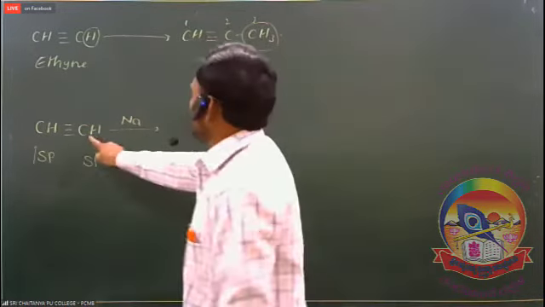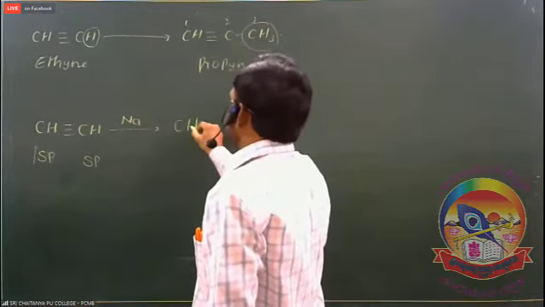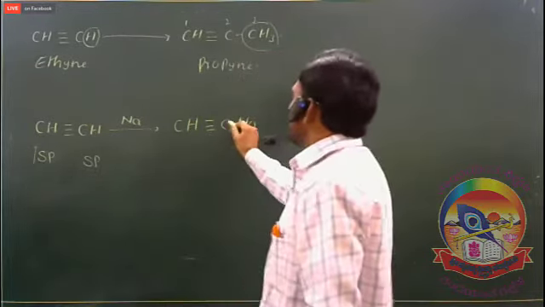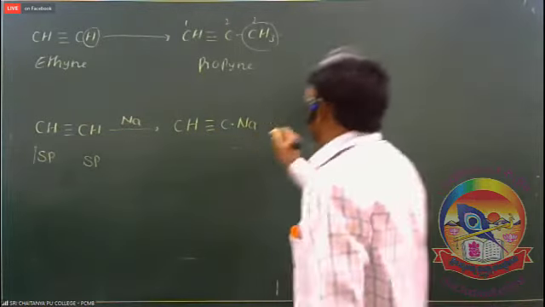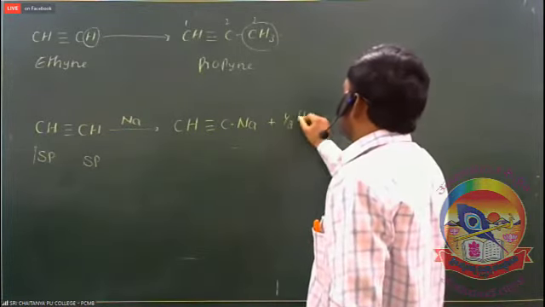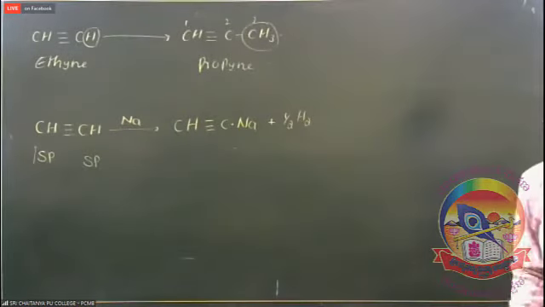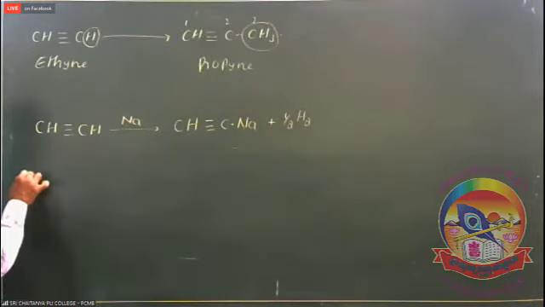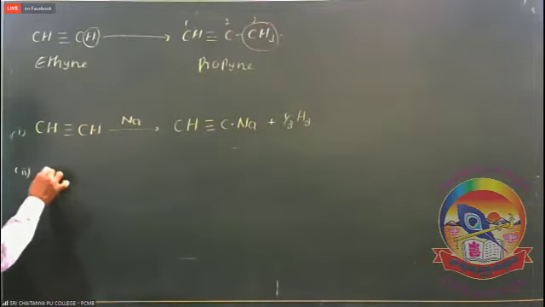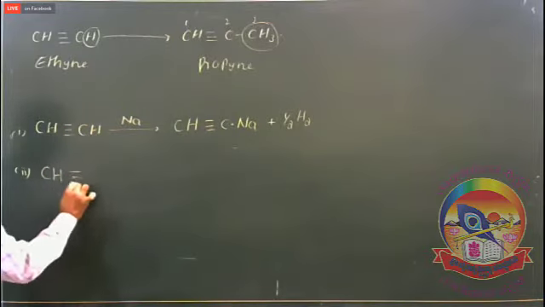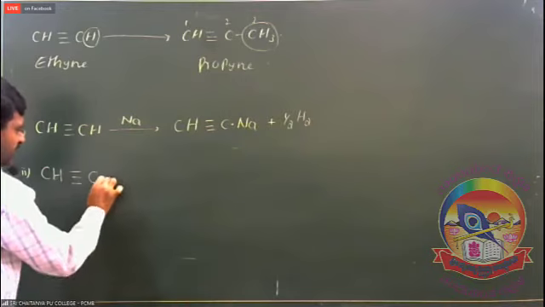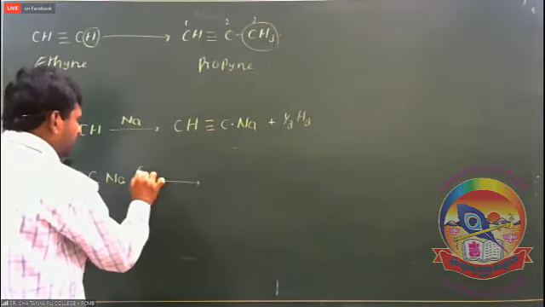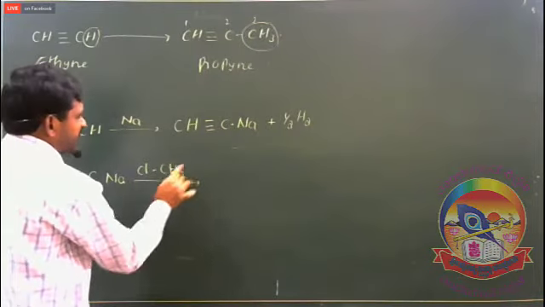So one of the hydrogens is replaced by sodium. CH triple bond C Na is called monosodium acetylene. In acetylene, this H is replaced by sodium, releasing half H2. This monosodium acetylene is treated, in the second step, with methyl chloride, CH3Cl.